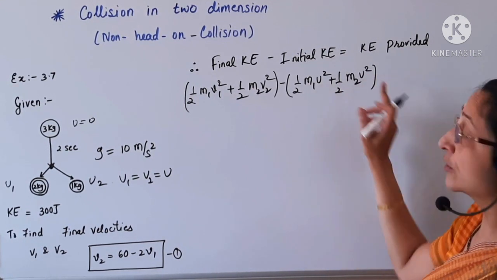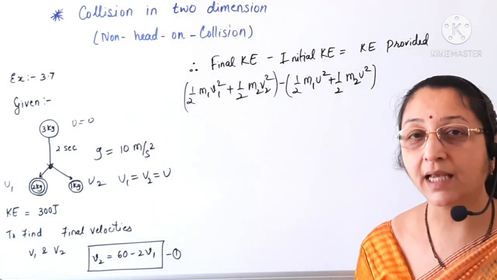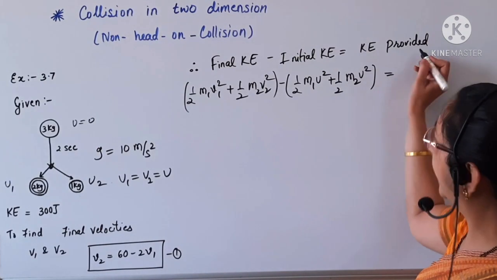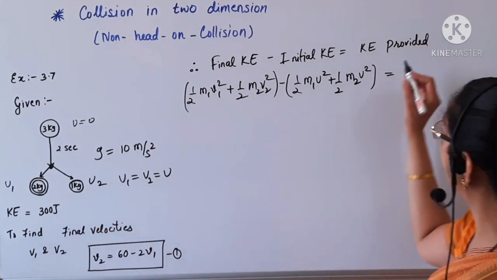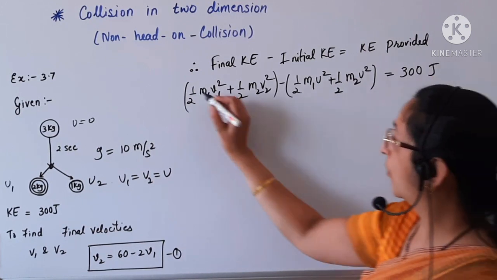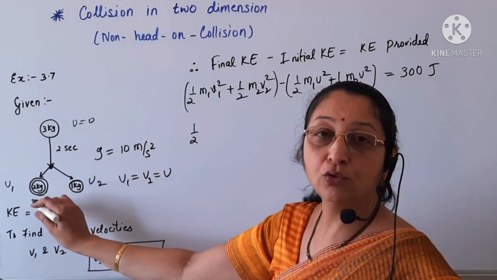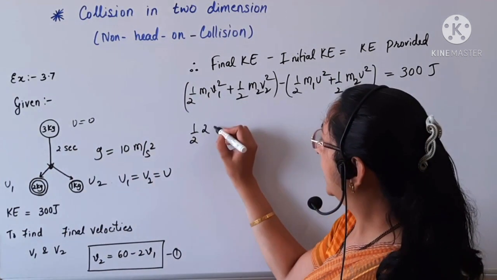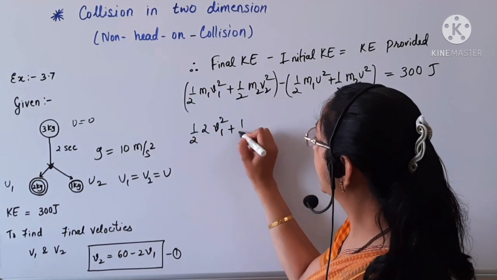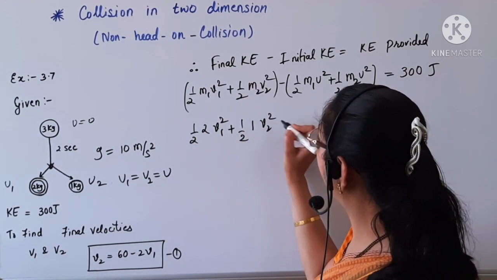The initial velocity of the fragments is the same, which is 20 meters per second. So, this is equal to the kinetic energy provided, which is 300 joules. Now, half of m1, we would be writing 2 kg, so this is 2 into v1 square plus half m2, which is 1, so 1 into v2 square.